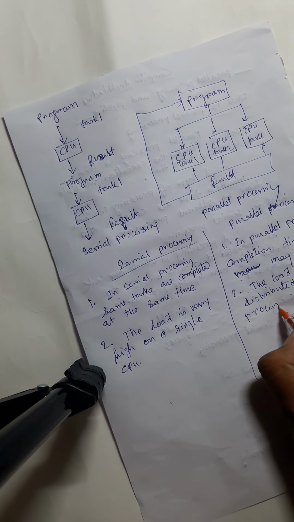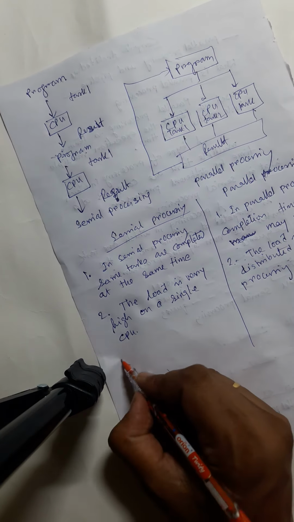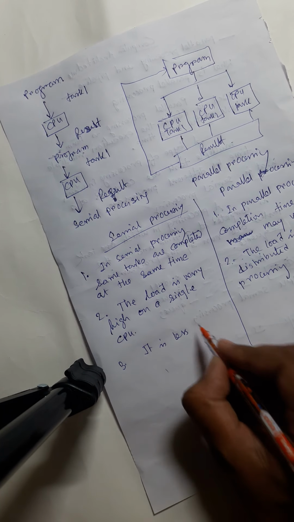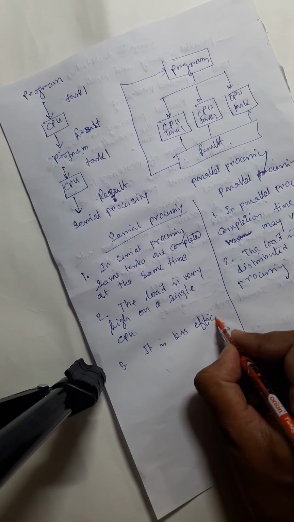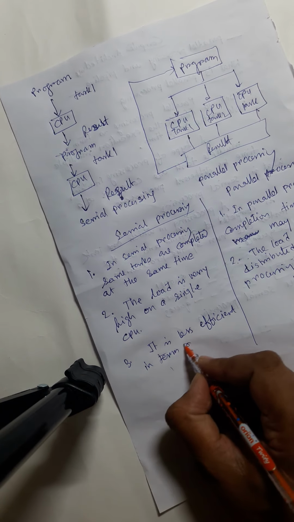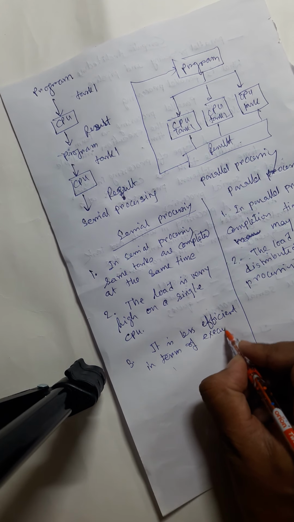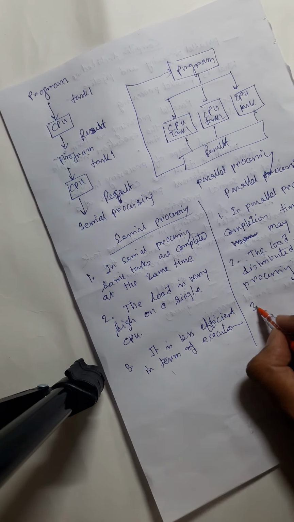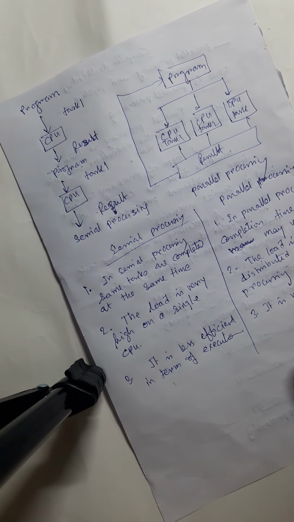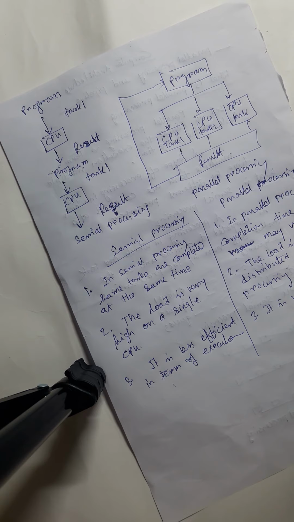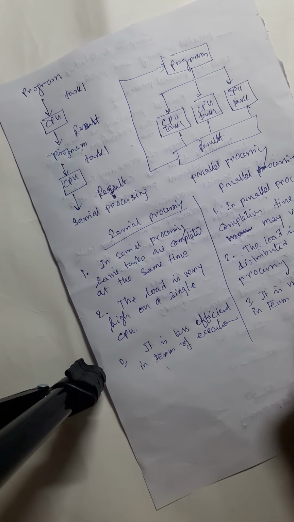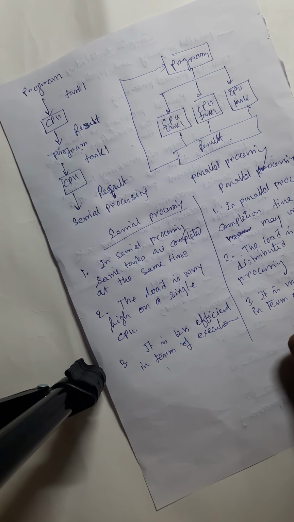Definitely, load distribution means efficient. Serial is less efficient in terms of execution. Parallel is more efficient, definitely more efficient, in terms of execution.